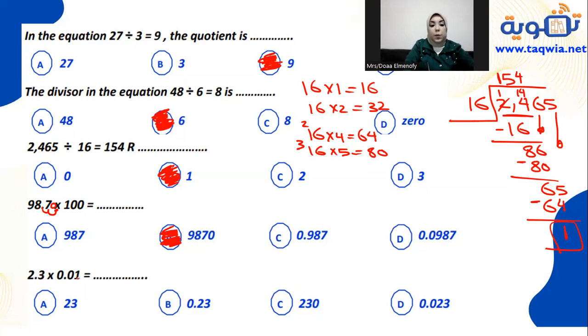2.3 multiplied by 0.01. When we multiply by 0.01, it's the same as if we divide by 100. So when we divide by 100, we have to move the decimal point to the, yes, to the left, 2 places. 1, and we don't have a digit, so we have to put 0. So here's the decimal point and 0. So it's going to be 0.023. 0.023, this one.